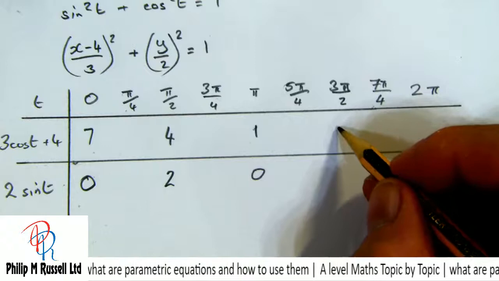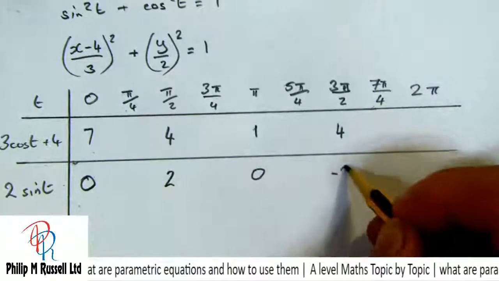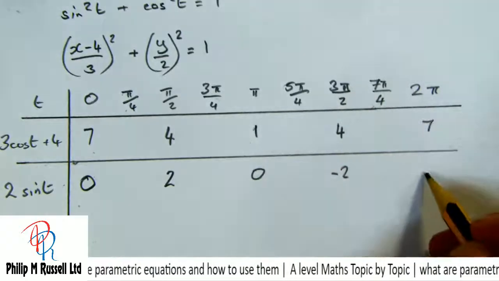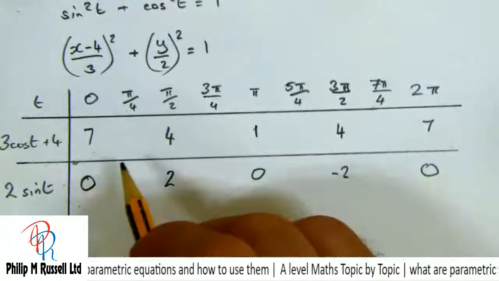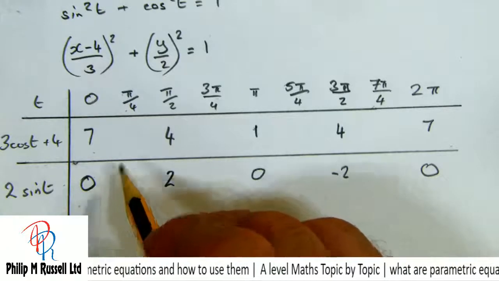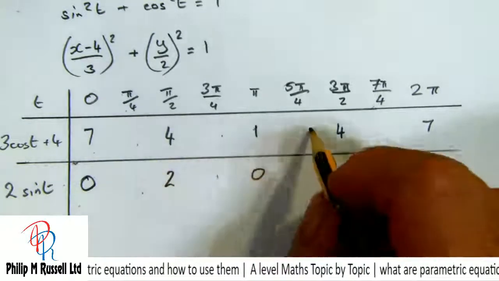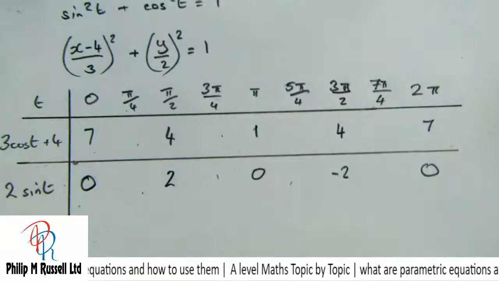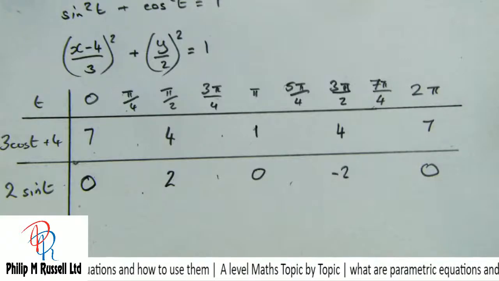This one's easy. This one's going to give me 4 and minus 2, and I've got 7 and 0 again. Now if I want to put in some of these extra points, then I certainly can use the calculator to do this. I'm reminding you, take up written tablets.